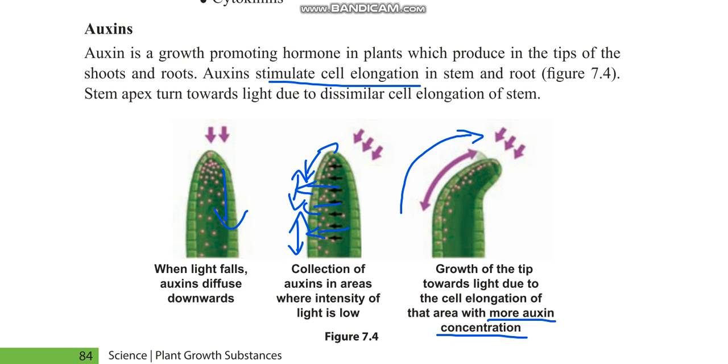So what is the function of auxin? Cell elongation. It is making the cells elongate. So when the cells on this side are elongating, on one side, obviously the tip will bend, no? Do you understand? It will bend. So that means it makes the plant tip bend towards the light. So did you understand the function of auxin? Okay.